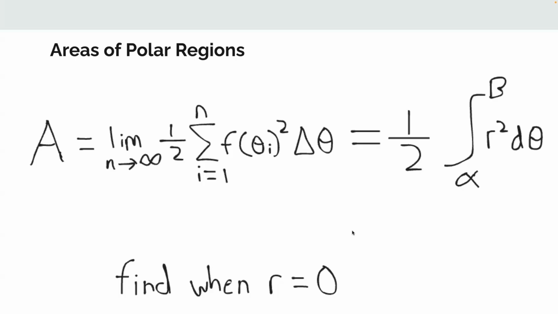1/2 times the integral from alpha to beta of r squared d theta. So the hard part is finding the correct alpha and beta to do the integral between. Essentially what you want to do is find when r equals 0, and then it'll most likely be the first possible angle when r equals 0 and the second possible angle. But just be sure to draw it on the diagram and make sure it makes sense what the two angles are. Find when r equals 0, find the thetas that correspond to that from the equation, and find the correct alpha and beta.